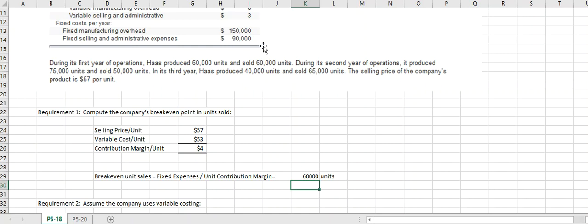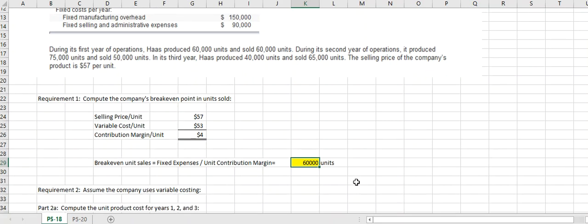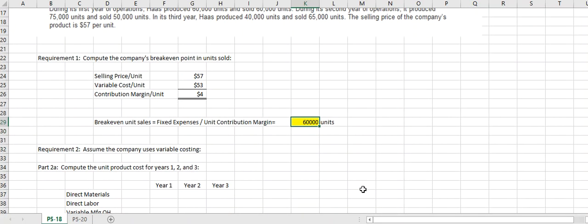In other words, we're not going to have a profit, we're not going to have a loss, we're just going to have a zero net profit, so break even. This is actually the answer to requirement 1. Requirement 2 says assume the company uses variable costing, and there's actually 2 parts to requirement 2. 2A says compute the unit product cost, and we have for 3 different years we're supposed to do that.